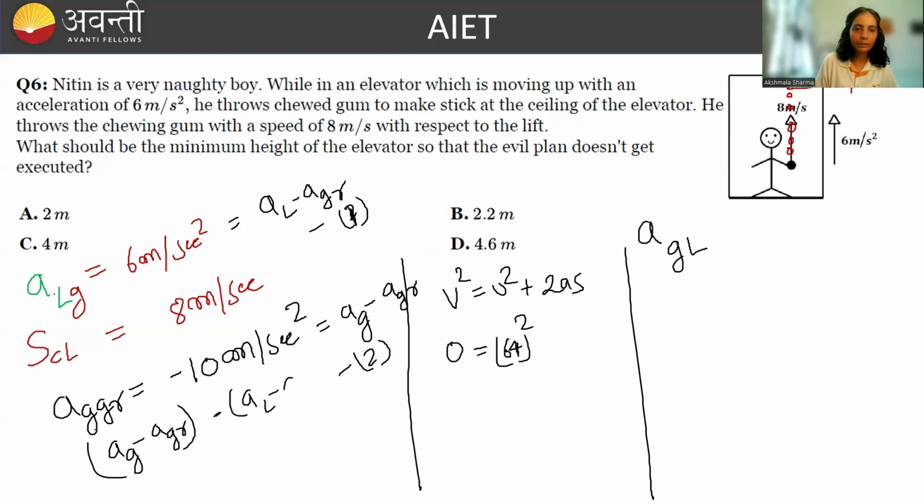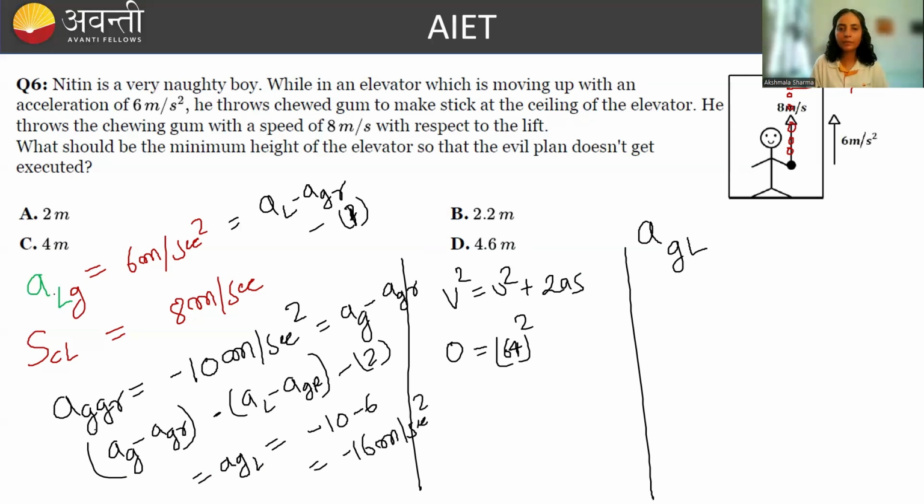AL minus AGR. Then you will get what? Then you will get AGL, and that is equal to how much? This minus this, we have done, right? So this is minus 10 minus 6, that is minus 16 meter per second square. So let's put the value here. Minus 2 into 16 into S.